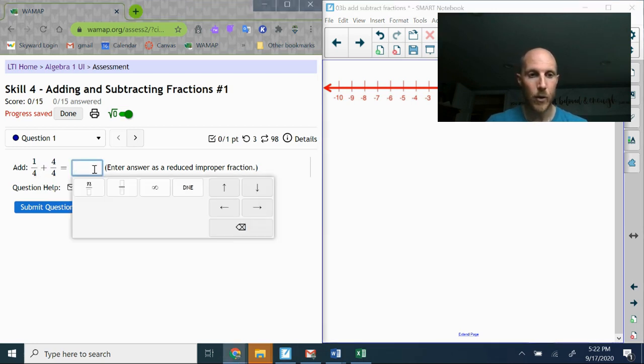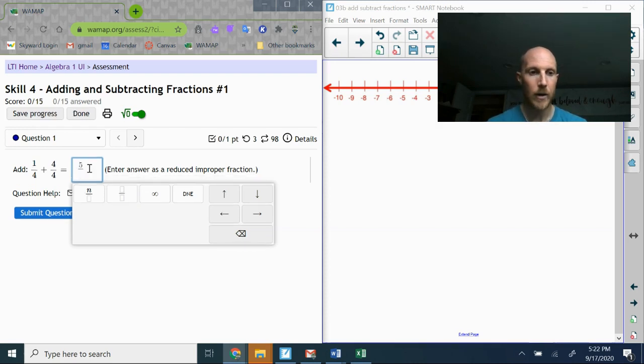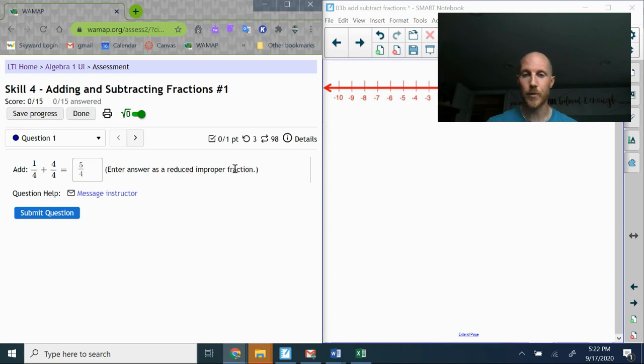So you can either use the equation editor here and create a fraction by clicking this button, or if you'd rather just use your keyboard, 5 and then the forward slash over 4. So in this case, today, it says to enter our answer as a reduced improper fraction, which, to be honest, for the most part in algebra and any kind of math beyond algebra, improper fractions are going to be far more useful than mixed numbers.